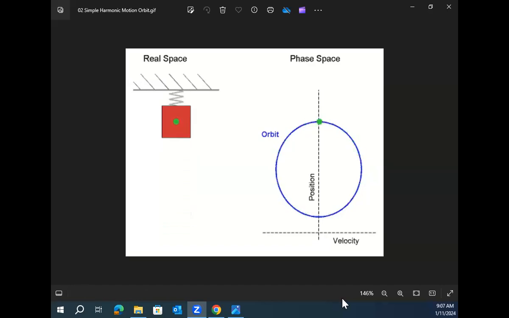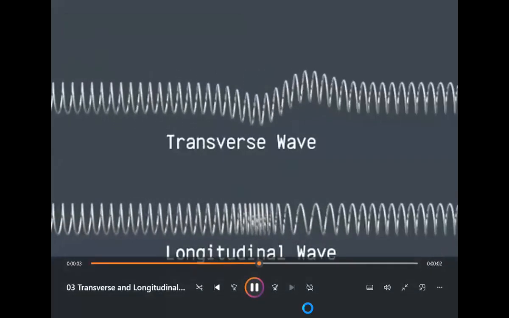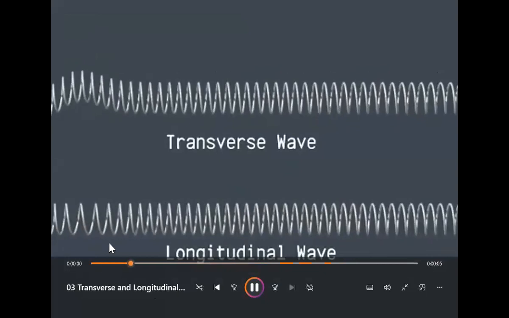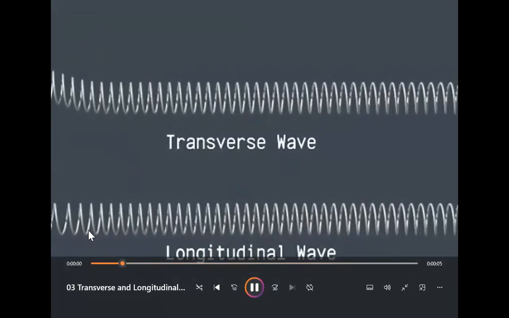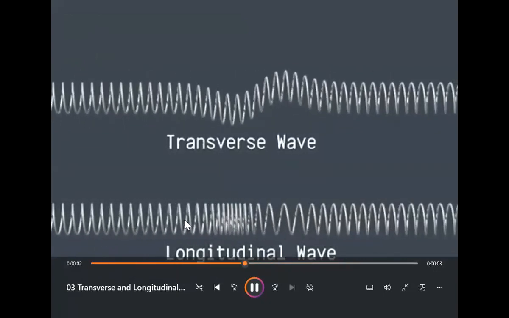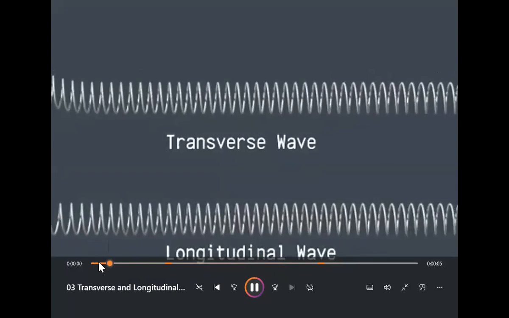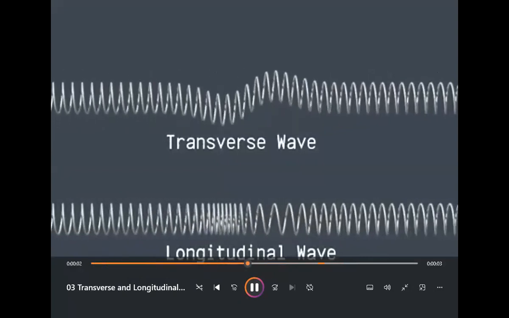All right, here's that animation I was promising you guys, of an oscillating block on a spring. And then in phase space, it'd be like a point going around a circle at constant speed. Here's an animation of transverse versus longitudinal. So I just did this in class. If it's transverse, the individual points go up and down, with wave propagation left to right. Longitudinal could be a pressure wave. Everything's in the same direction. So individual particle motion is left to right, and the energy propagation is also left to right.